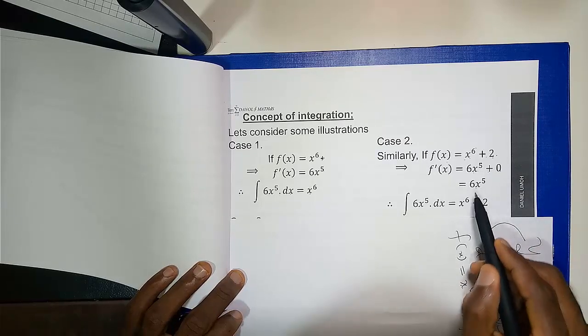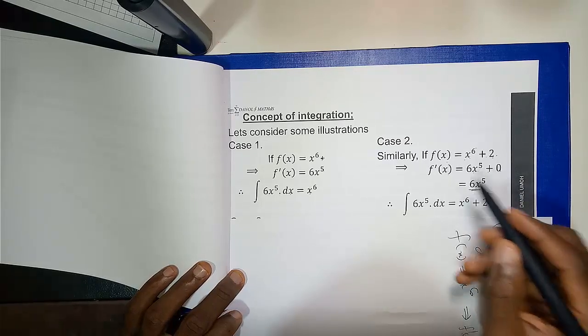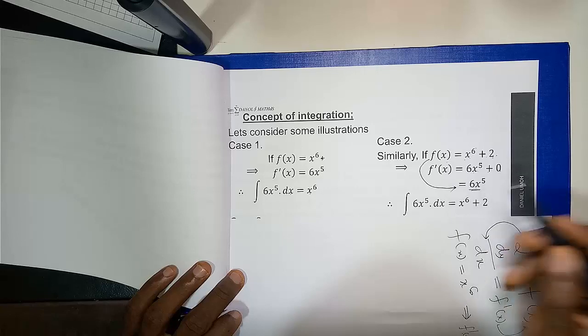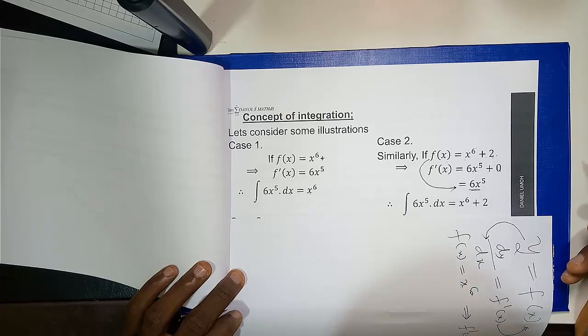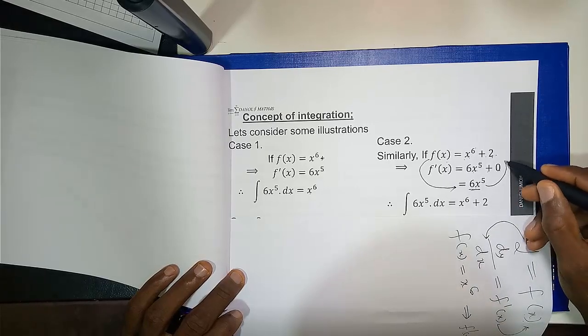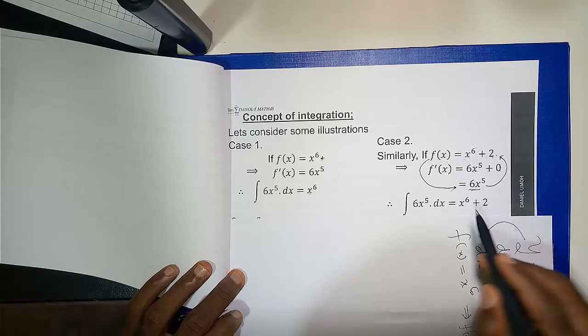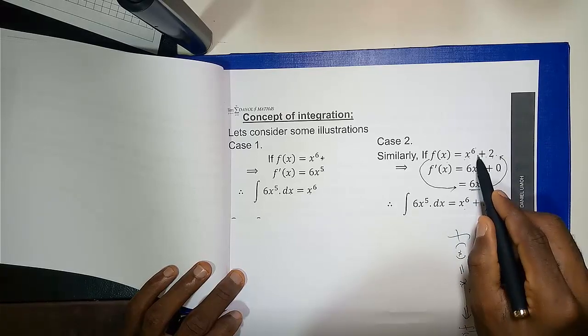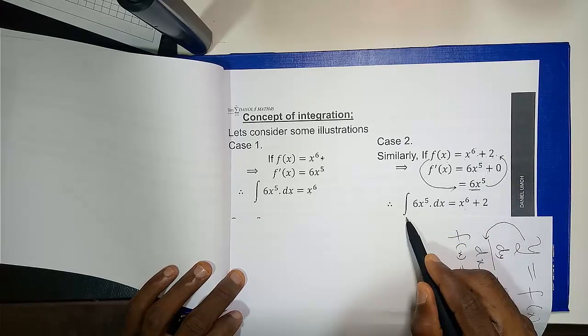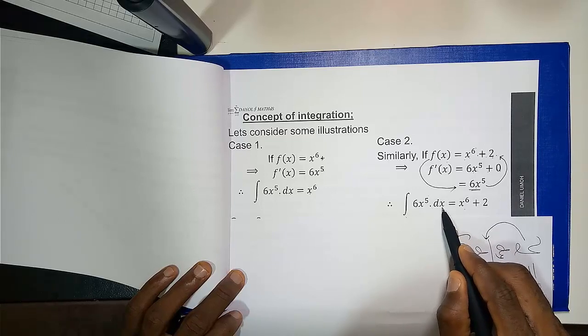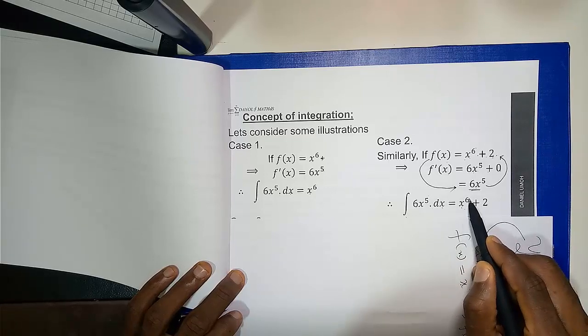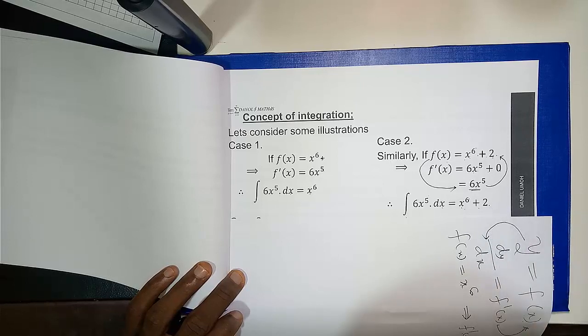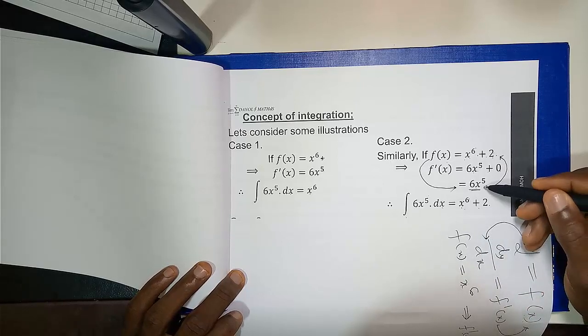Now, if I integrate this one, remember it was from here to here I got this answer through the differentiation process. So if I integrate this, I'm going to have what? The same thing that was given to me. So the integral of 6x raised to the power of 5 dx is given as x raised to the power of 6 plus 2, because it was from here I got to this one.